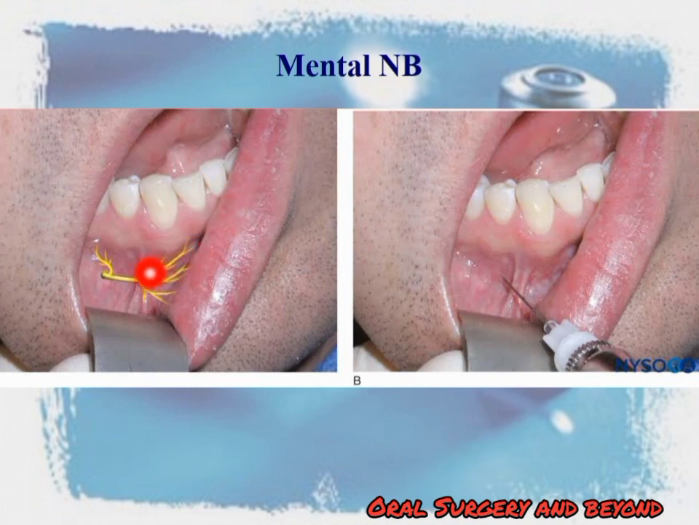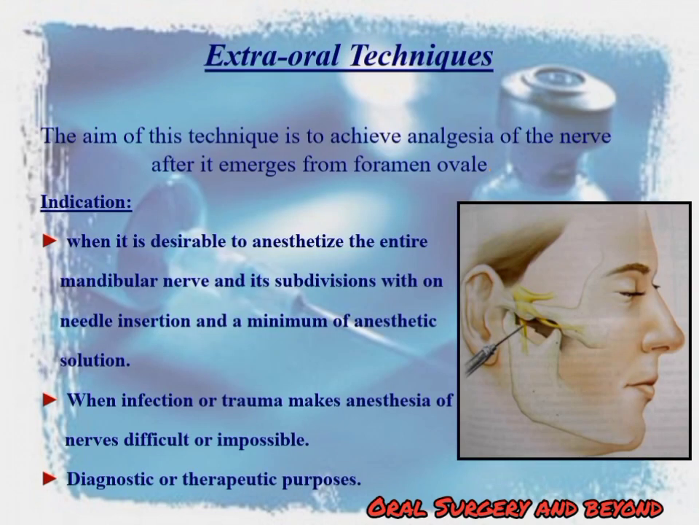As we know, the mental foramen is just between the first and second premolar region. Here the mental nerve branches come out, so we have to deposit here only to achieve the mental nerve block. Extraoral technique. Here we are completing the brief information regarding the intraoral method to achieve the classical mandibular nerve block or mandibular anesthesia technique.